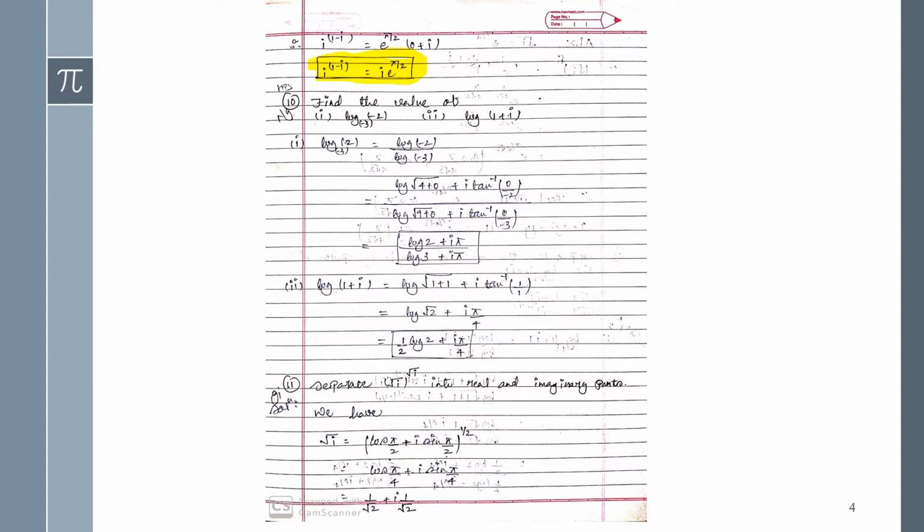Let's find the value of log minus 2 base minus 3, and the second one is for the log of 1 plus i. This is a very easy example. You can just see the first step, and after that all the procedures are the same. I'm just using the logarithmic rule: log a base b can be written as log a upon log b. So by applying the logarithmic rule, it will be log minus 2 upon log minus 3, and then after applying the principal logarithm, you will get the final answer.